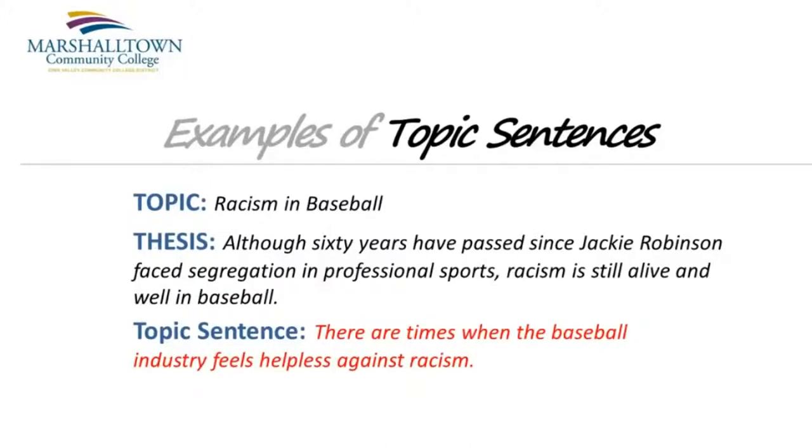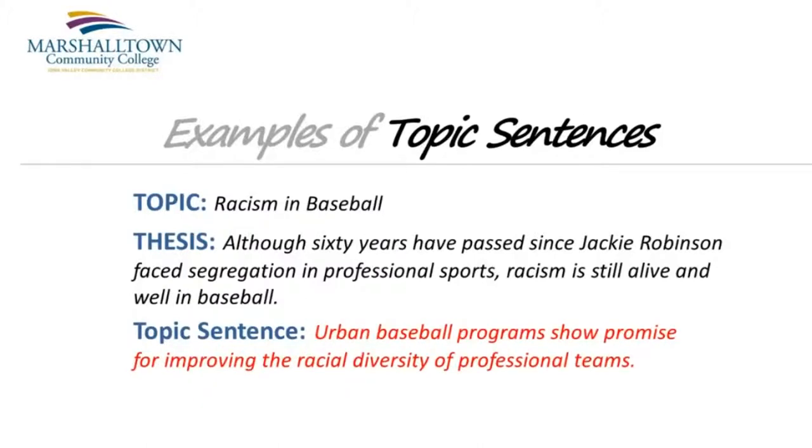Here's another possible topic sentence for my essay. There are times when the baseball industry feels helpless against racism. Again, from here I would write another 8 to 10 sentences all about the baseball industry's position on the subject of racism. Or how about, urban baseball programs show promise for improving the racial diversity of professional teams?